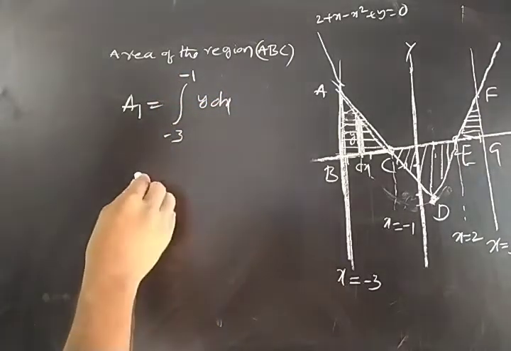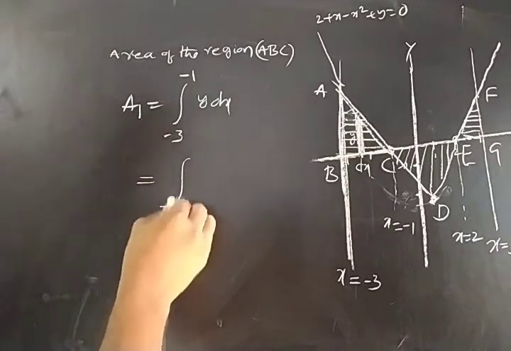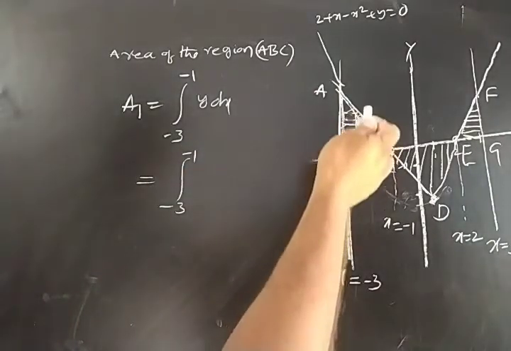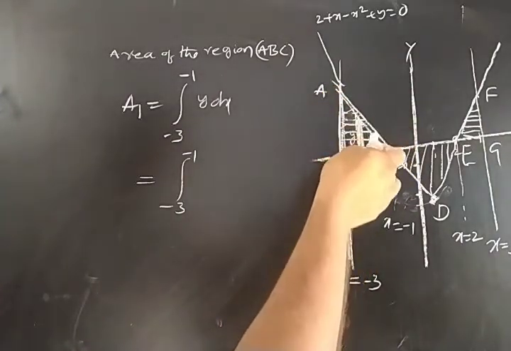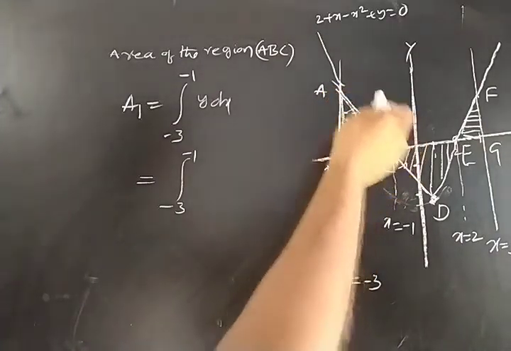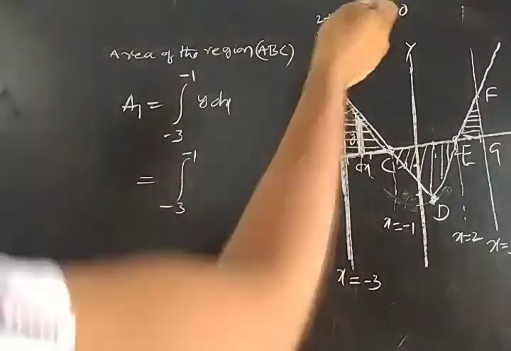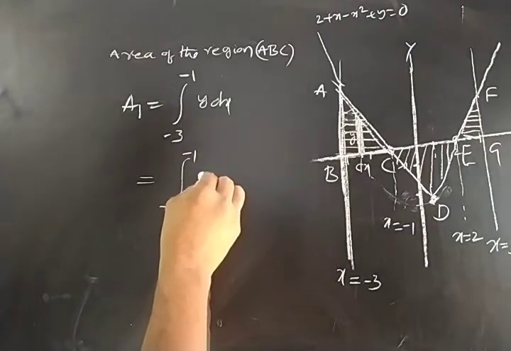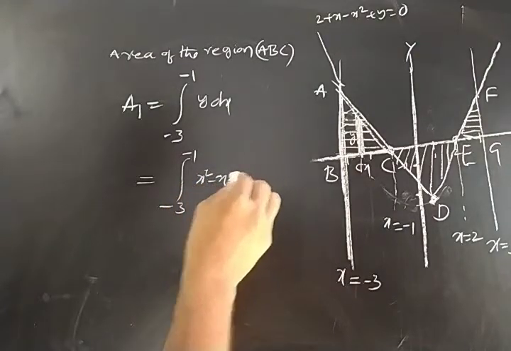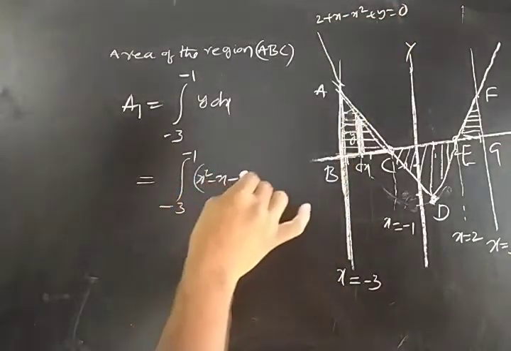Okay. Now I am going to solve this. The limits are minus 3 to minus 1, and the length of y will depend on this curve. So from the curve I am getting y. So y is x square minus x minus 2 from this curve, into dx.